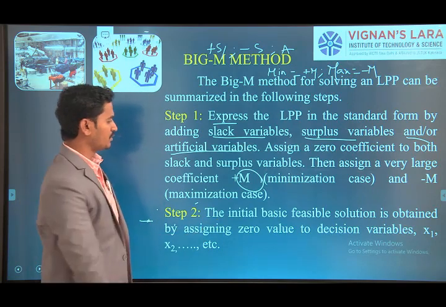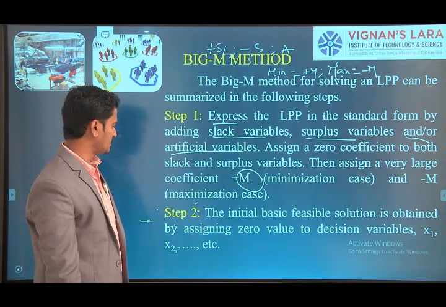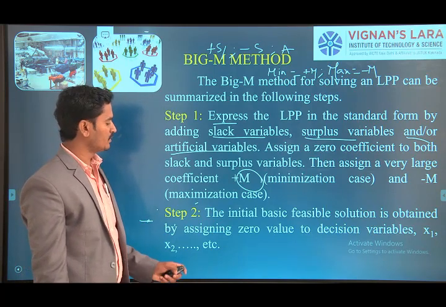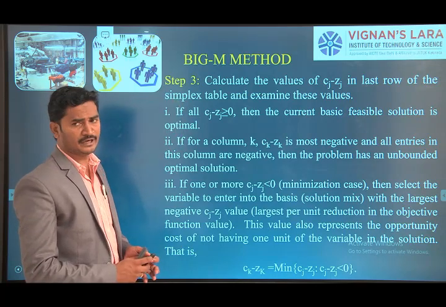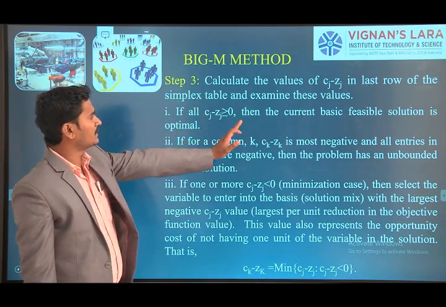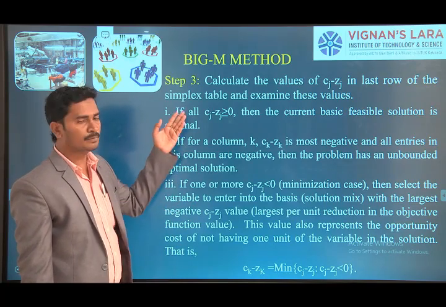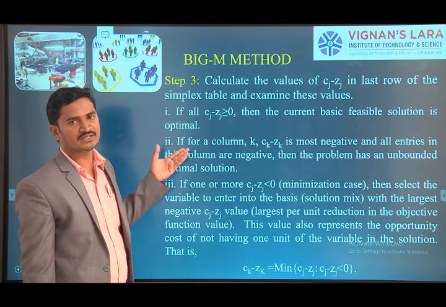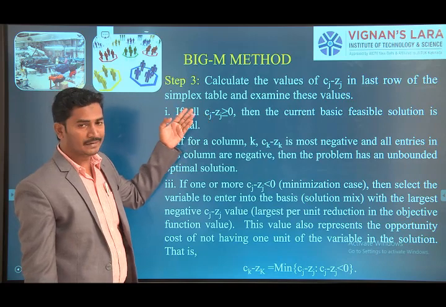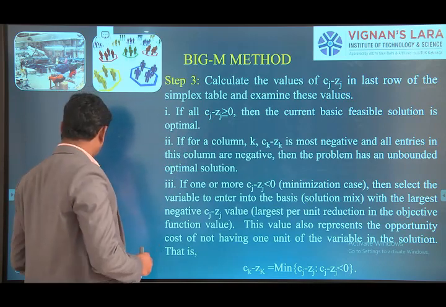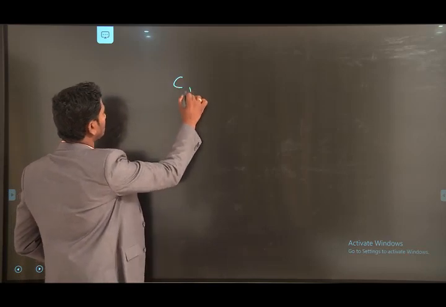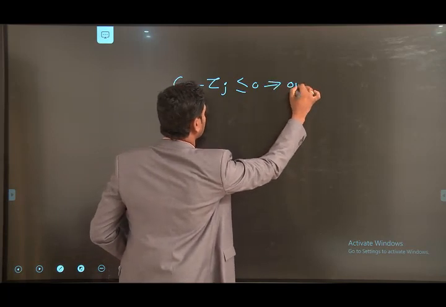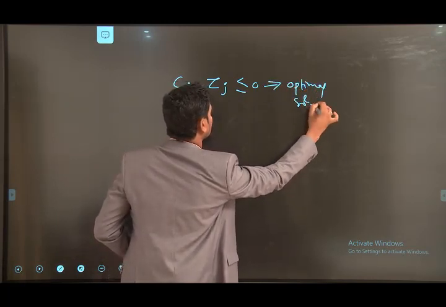Then step 2. The initial basic feasible solution is obtained by assigning the 0 value to decision variables x1 and x2, etc. Next, step 3: we calculate the values of Cj minus Zj in the last row in the manner of simplex. Already we examined in the previous lectures how to find Cj minus Zj. But here the case is different. In the previous maximization case, if Cj minus Zj is less than or equal to 0, the solution is called the optimal solution.